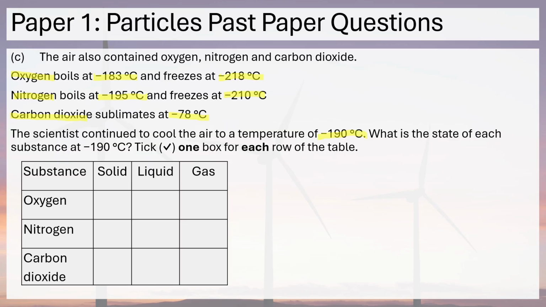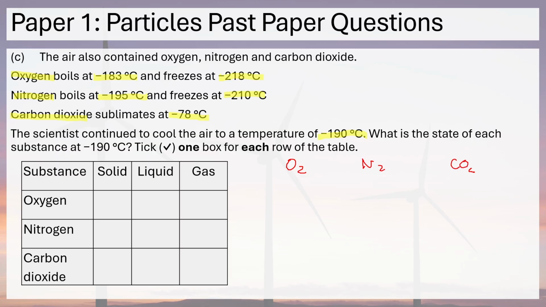So in a way, it's quite a simple question because we're just working out whether it's solid, liquid or gas at minus 190. But with all that data there, it can get a bit confusing. So the way I look at it is this. If I look at each of these in turn, I'm going to look at oxygen, I'm going to look at nitrogen, and I'm going to look at carbon dioxide.